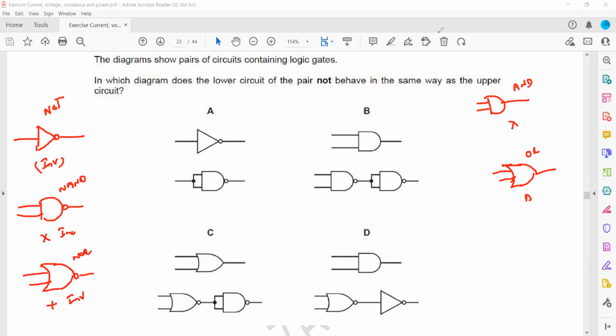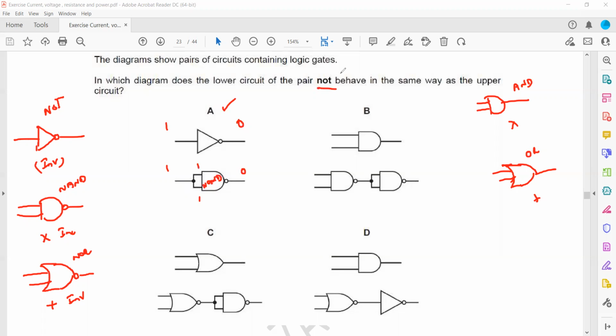Now we'll check. The question is, in which circuit does the bottom one not behave the same as the circuit at the top? If I take 1, it passes through the inverter, it becomes 0. And if I take 1 here, 1 and 1, what kind of gate is this? It is a NAND gate. To get the result of a NAND gate, first multiply the inputs. 1 multiplied by 1 is 1, and then it passes through the inverter, so it makes 0. So the result of the first circuit and the result of the second circuit are the same. It means this is not the answer. In the question they are asking which is not behaving in the same way.